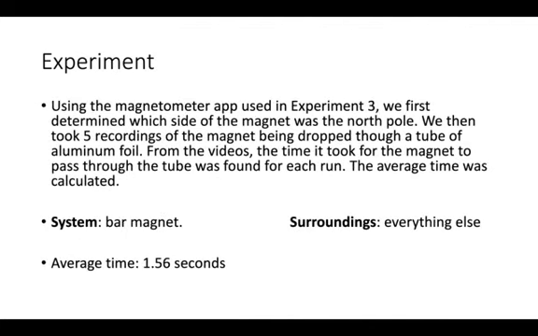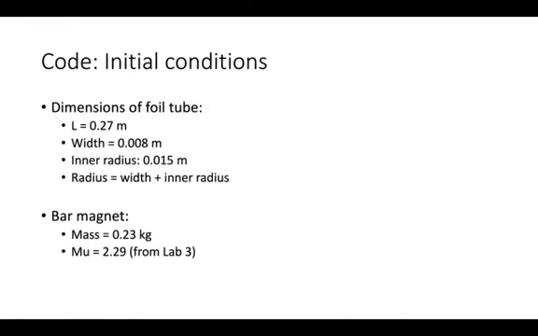For our experiment, we used the magnetometer app that we use in experiment 3, and we first determined which side of the magnet was the North Pole. We then took 5 recordings of the magnet being dropped through a tube of aluminum foil, and from the videos, the time it took for the magnet to pass through the tube was found for each of the 5 runs. The average time was calculated. So in the experiment, the system is the bar magnet and the surroundings is everything else. And the average time we got was 1.56 seconds.